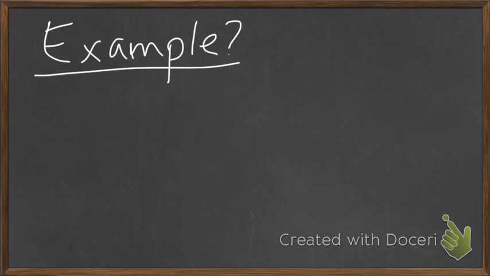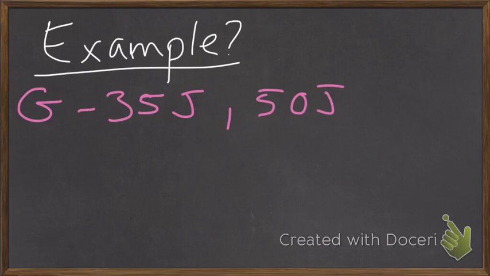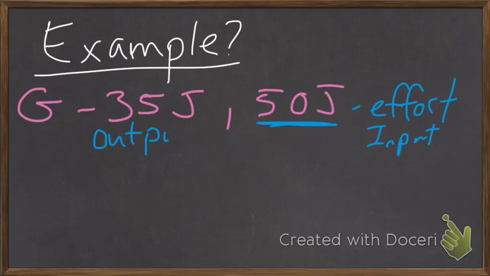Okay, let me read you an example, and you can write down the given information. For example, a machine is capable of doing 35 joules of work when 50 joules of work is put into the machine. What is the efficiency of the machine? So if 50 joules was put into it, that's your effort or input. And it's capable of doing 35 joules of work, so that is our output, the useful output that you're given from that machine.